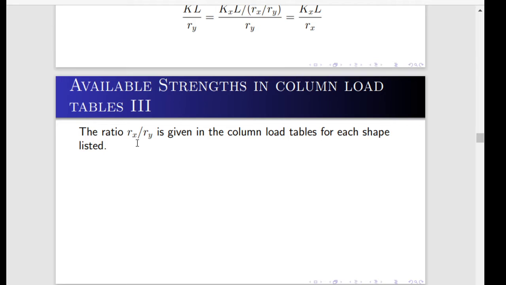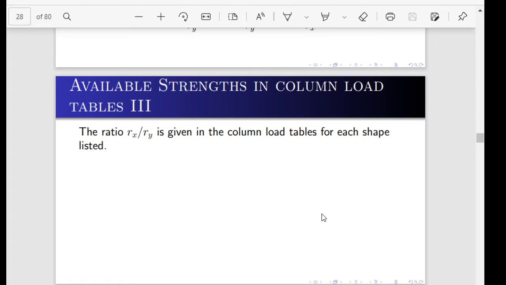The ratio rx over ry is given in the column load tables for each shape listed. So in that table we have different shapes, then we have the values for the radius of gyration along the x-axis and y-axis. So that ratio can be found in the table.